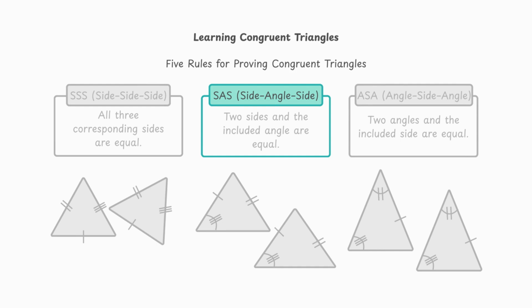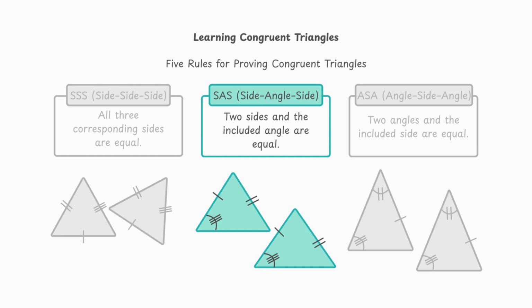Now let's move to the second rule. SAS, side, angle, side. This means 2 sides and the angle between them are equal. Now here is something very important. The angle must be the included angle, meaning the angle between the 2 given sides. So if you have 2 sides and the angle between them is the same in both triangles, then the triangles are congruent. Think of it like this. The 2 sides form a hinge, and the angle locks the shape into place. So once those 3 pieces match, the triangle is fixed.